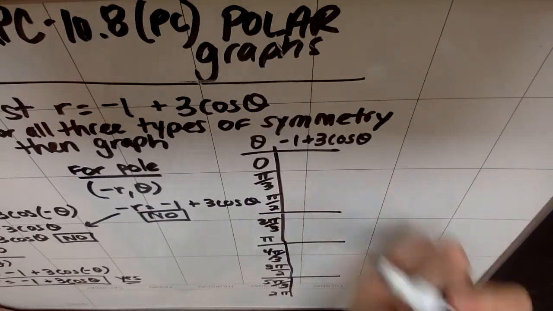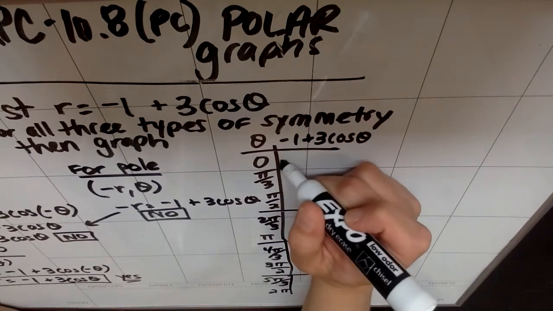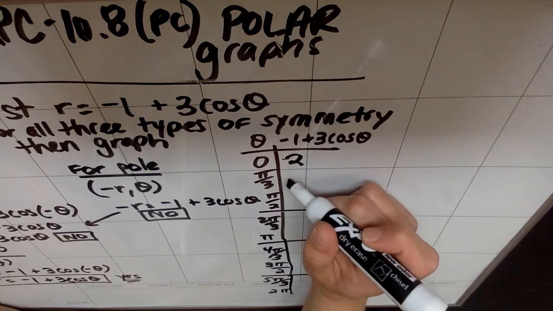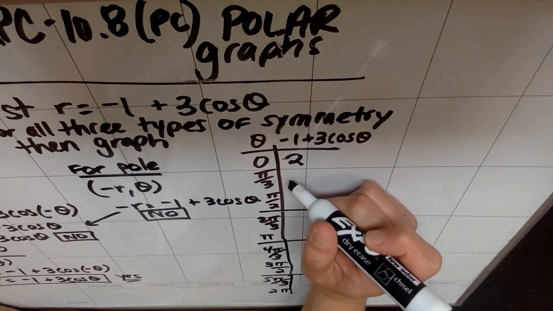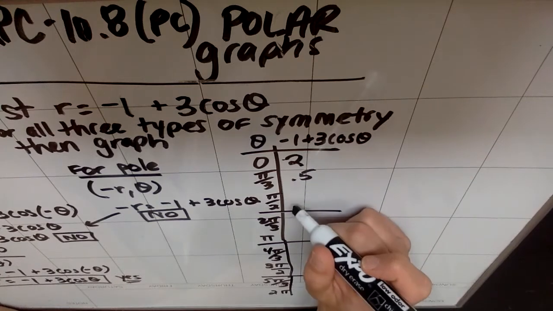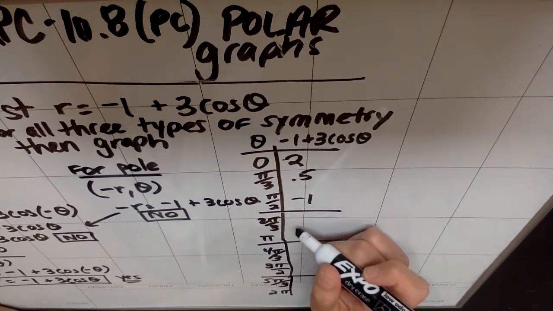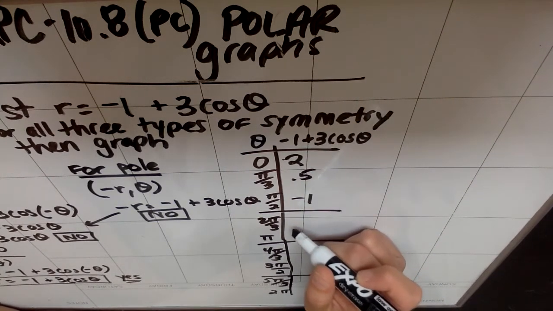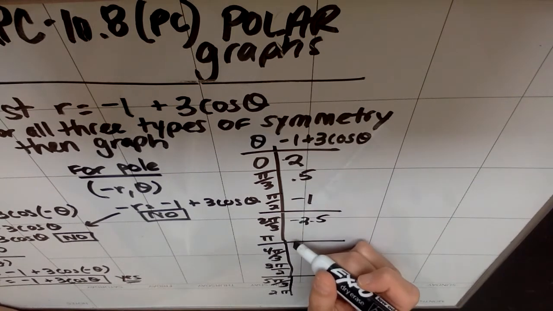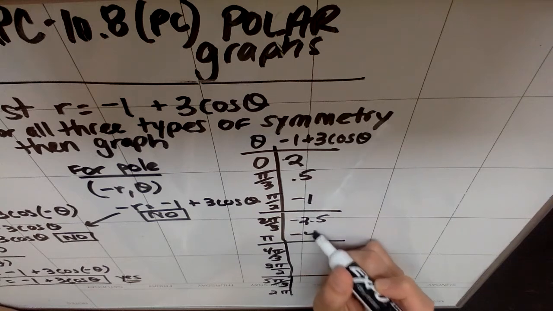you could plug in, this is going to be a -1 plus a 3, so that's a 2, right? This is going to be a -1 plus a 3 halves, so that's a 0.5 or 1/2, right? This is going to be a -1 plus a 0. This is going to be a -1 minus a 3 halves, right? So that'll be a -2.5, right? This will be a -1 minus 3, so -4.